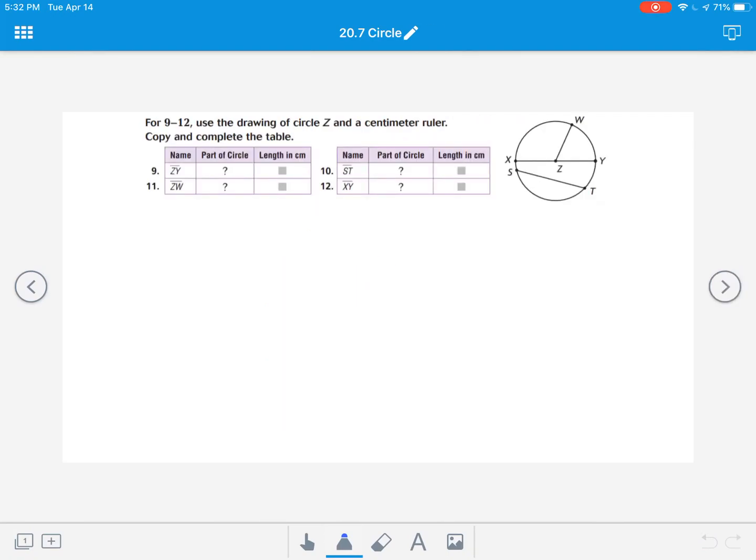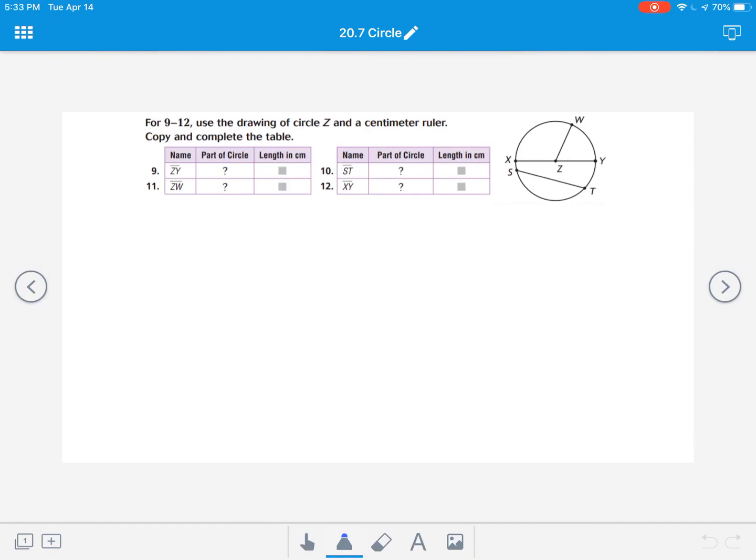All right, for numbers 9 through 12, we're going to use the drawing of this circle in our textbook and a centimeter ruler. Well, I don't have a centimeter ruler, and you probably don't have a centimeter ruler. So let's do this instead. If you don't have a ruler, this is kind of hard to solve. So let's see, is there another way we can do this? For numbers 9 through 12, use the drawing of circle Z and a centimeter ruler. Copy and complete the table.